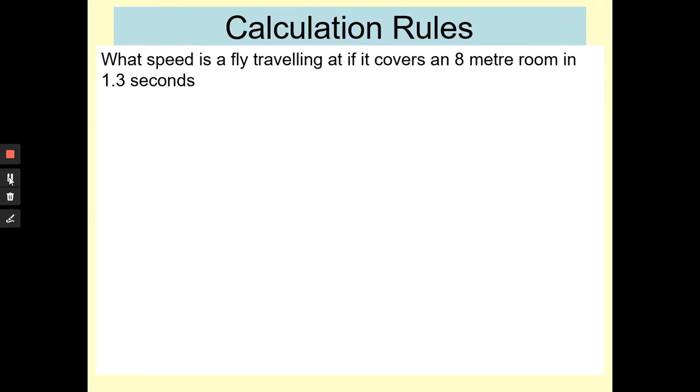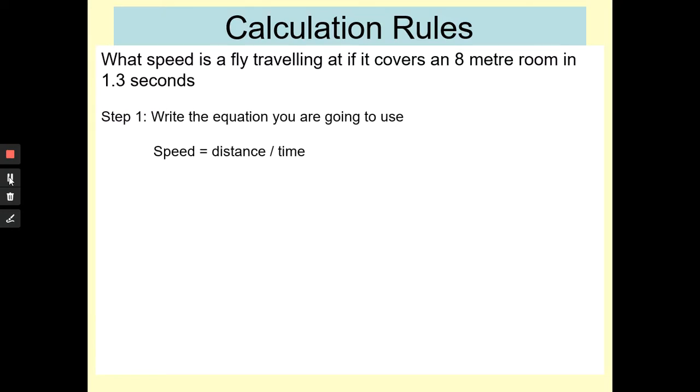So just to remind you on calculation rules, when you're approaching a question in your exam paper, or even when we're asking you to do it, it's important to train yourself in the way to set out calculations correctly. So I've got a question here. What speed is a fly travelling at if it covers an 8-metre room in 1.3 seconds? Rule number 1, you must always write down the equation you're going to use. Now you can write it as a word equation or a symbol equation, but it needs to be there. So the examiner is totally clear what maths you're about to do.